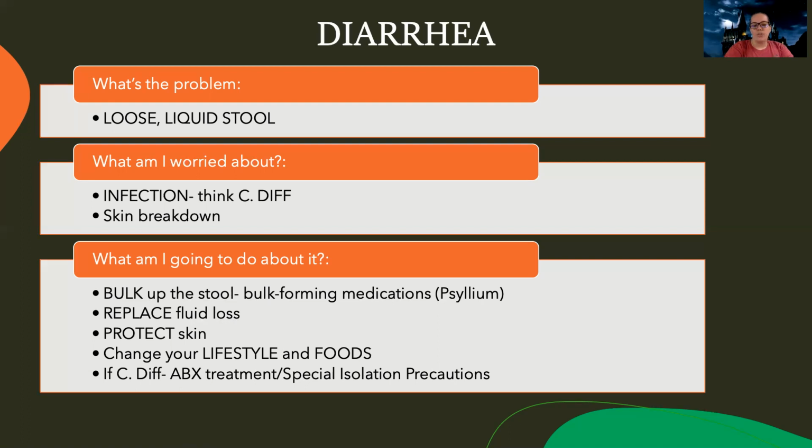And so what we're going to do is we might give medications to bulk up the stool. So bulk forming medications like psyllium, like think Metamucil. We want to replace the fluids and monitor those electrolytes and that acid-base balance closely. We want to protect the skin barriers, use incontinence devices if it's indicated. Change your lifestyles and your foods. And if it's C. diff, we want to make sure to treat that with the correct antibiotics and also do the special isolation precautions.